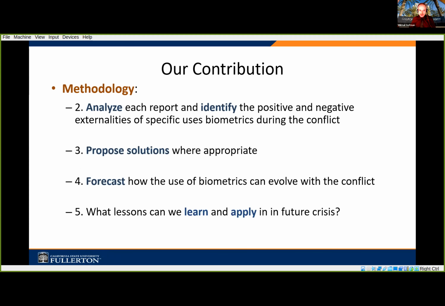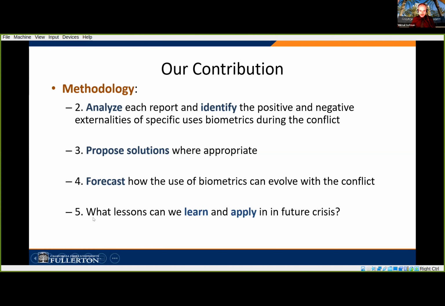Next, for each of the areas that we identify, we will analyze and point out some of the positive and negative externalities which the use of biometrics had in that particular field. Where appropriate, we try to propose solutions to any problems that we have identified. And finally, we conclude by trying to forecast how biometrics will be used as the conflict evolves.